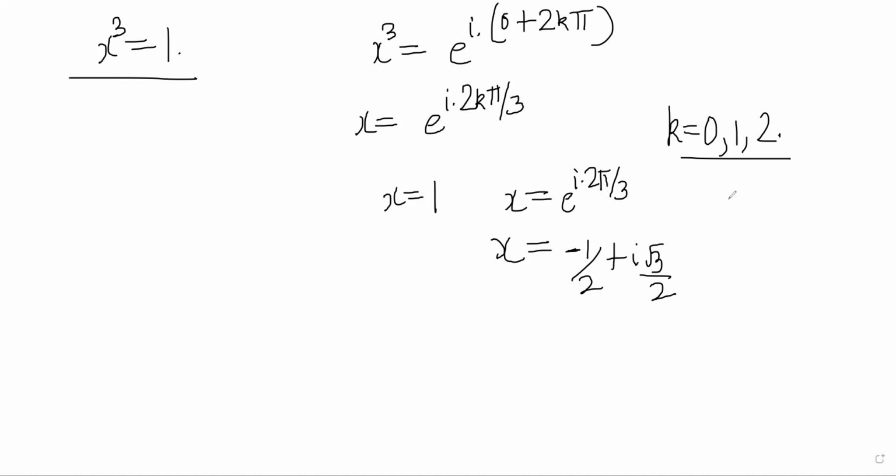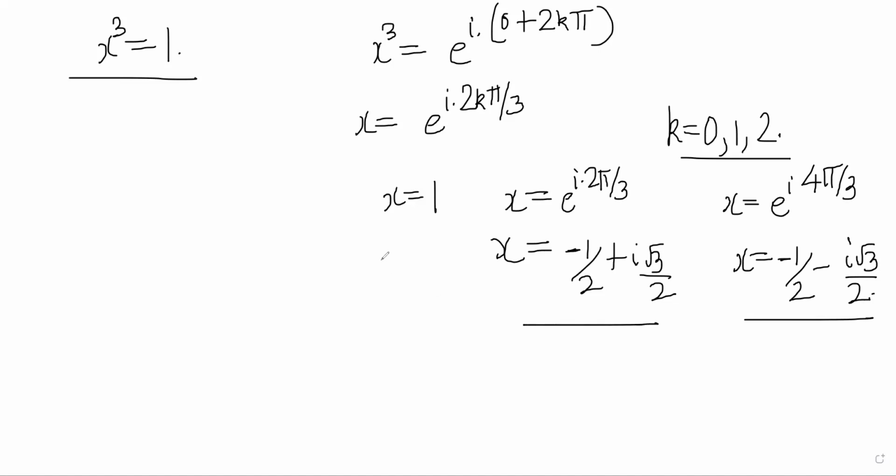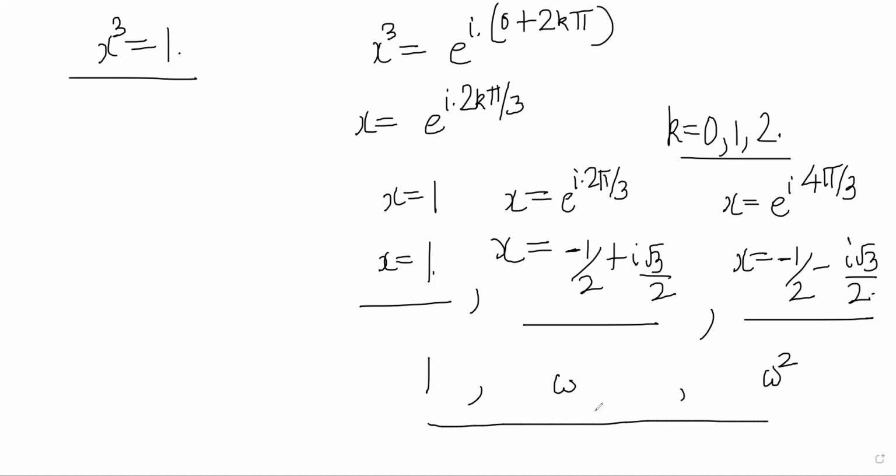That is the second root. And x is equal to e power i 4 pi by 3 is the third root, which is equal to minus half minus i root 3 by 2. Right? So these are the three roots. These are sometimes called 1, omega, omega square. These are the three roots of x cube equals 1. This is just a symbol for this. These are just symbols, right?